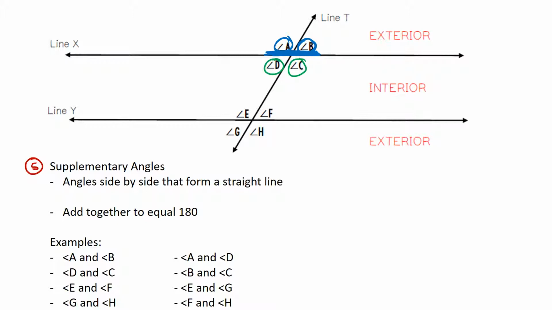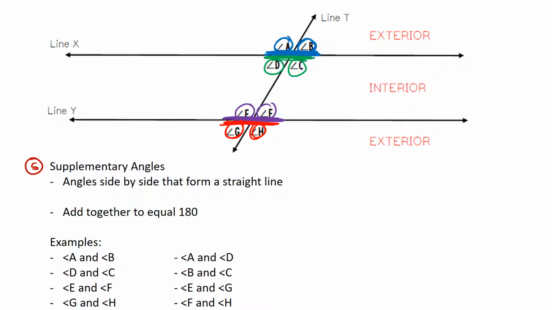Same thing with D and C, side by side with a straight line between them. E and F, side by side with a straight line between them. G and H, side by side with a straight line. But they can also go the opposite directions.